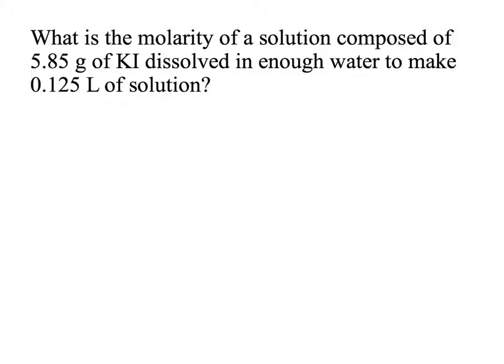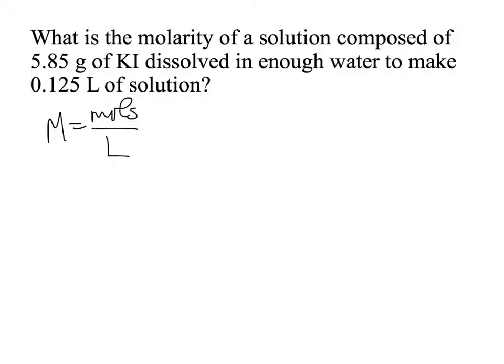It says, what is the molarity of a solution that's composed of 5.85 grams of potassium iodide dissolved in enough water to make 0.125 liters of solution? So first thing, we need to know our formula. Molarity is moles over liters. Okay. Well, first thing you should notice, we're trying to solve for molarity, so we don't know molarity. I look for moles. I don't know moles yet, but notice I know grams. And this is old hat. You guys know how to do this. We've been doing this kind of calculation for a long time.